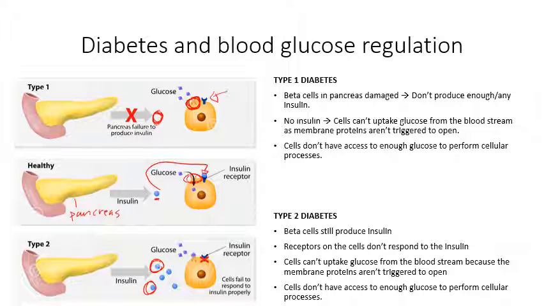And if they don't trigger the cell, it isn't going to open up those protein channels to allow the glucose to enter. So again, we get that glucose being stuck in the bloodstream, which is not ideal. So this one can sometimes be treated with insulin injections, but most of the time treatment for type 2 diabetes revolves around your lifestyle choices, so a change in diet and exercise, that sort of thing.